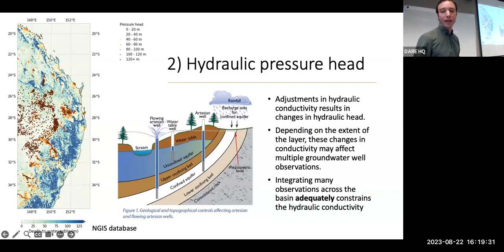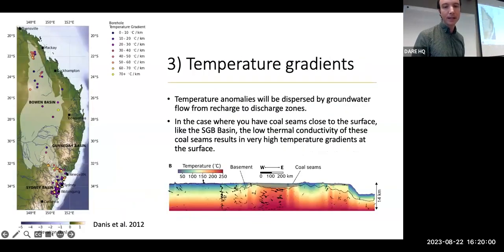Depending on the extent of the layer, these changes in the conductivity may affect multiple well observations. If you change the partitioning between a high conductivity layer and a low conductivity layer, then that will change our prediction of the hydraulic level within those wells. Integrating all of these across the whole basin adequately constrains the hydraulic conductivity.